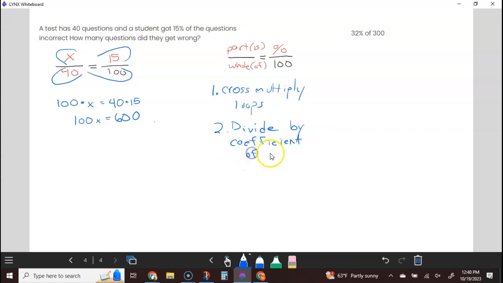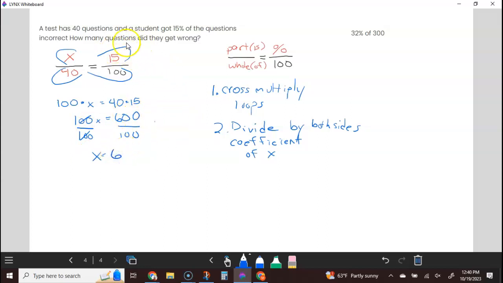And the coefficient of x is just the number that we're multiplying by x. So in this case, it's 100. So I'm going to actually divide both sides. Let me include that. So both sides are going to get divided by 100, and that's going to keep it balanced as an equation. Over here, 100 over 100 is 1, and 1x is just x, so the 100s go away nice and quietly. And then on this side, 600 divided by 100 is 6.